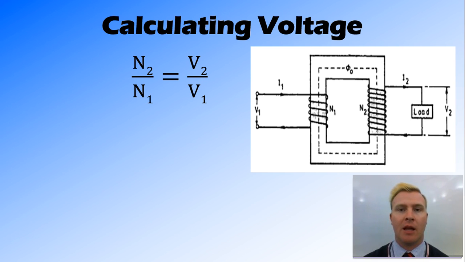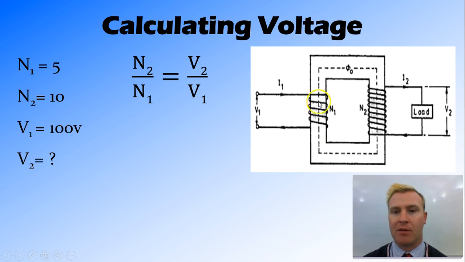So here the number of turns is directly proportional to the voltage on both sides. So it can be put into this formula where the number coming out divided by the number coming in equals the voltage coming out divided by the voltage coming in. Now you can have this the other way around with the 1s on the top and the 2s on the bottom, doesn't matter. The important thing is that you have the same number on the top, whether it's the 2s or the 1s. So let's have a look at an example of this.